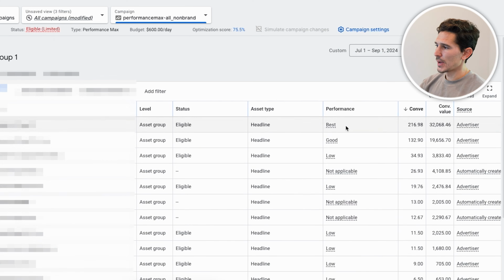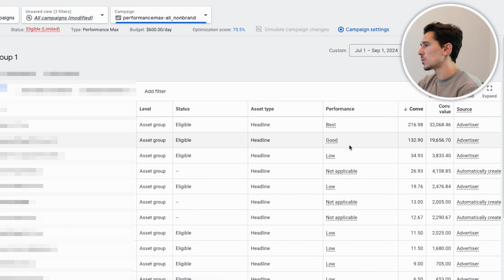The highs, the bests, the goods, these are the ones that we need all the conversions to go to. These are the highest converting for your business. It's critical you have them.